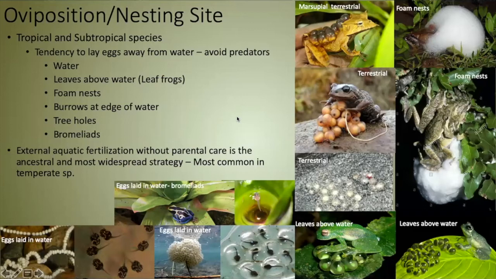There are many oviposition strategies for Anurans. Nevertheless, external aquatic fertilization without parental care keeps being the most widespread strategy, and it's the ancestral strategy. And this is the most common strategy in temperate frogs.